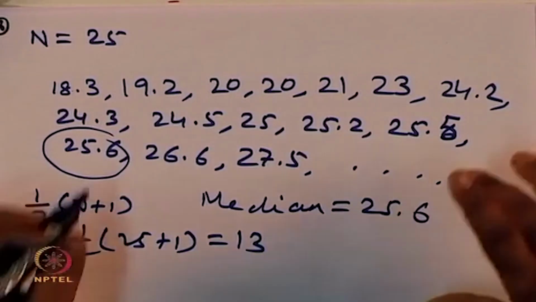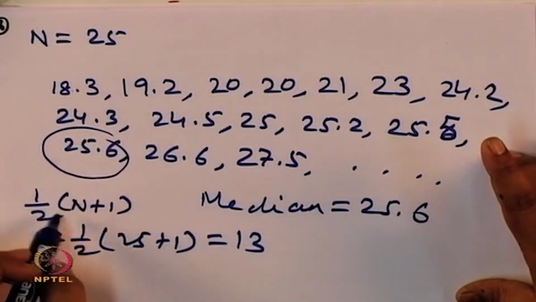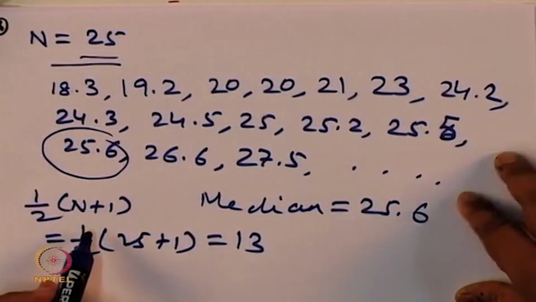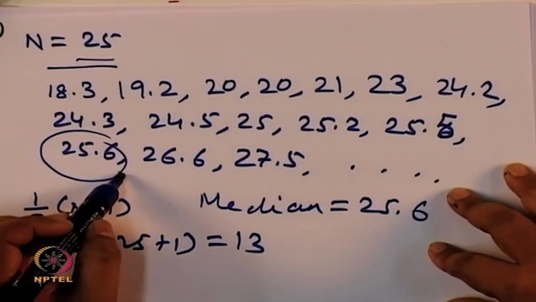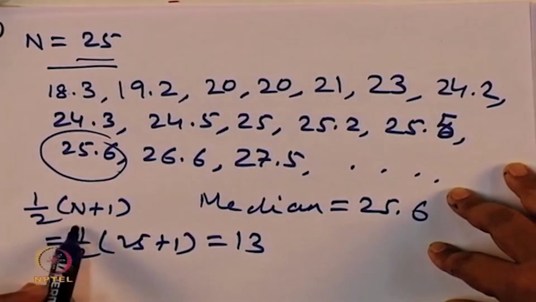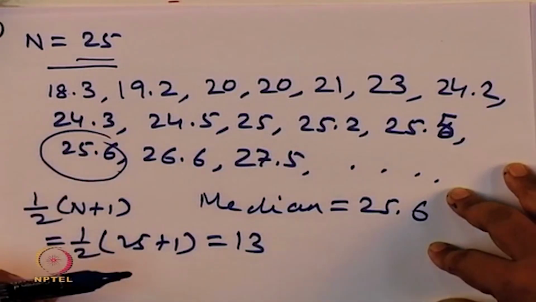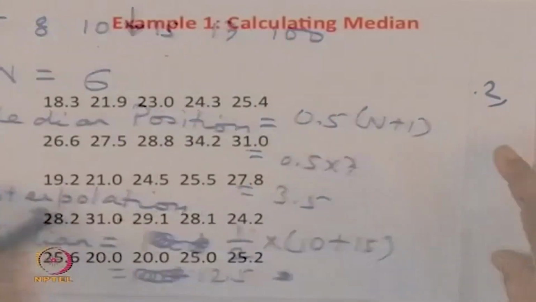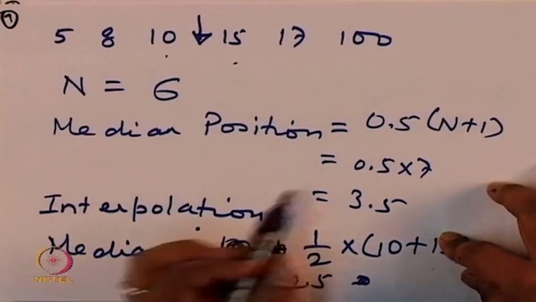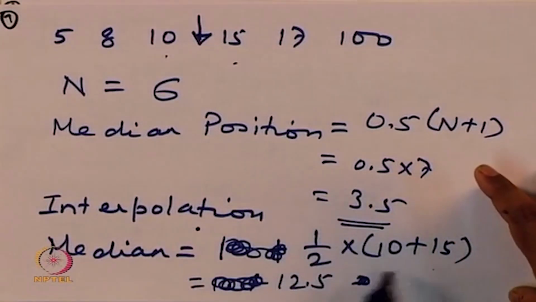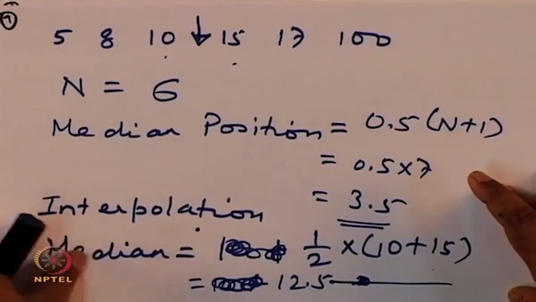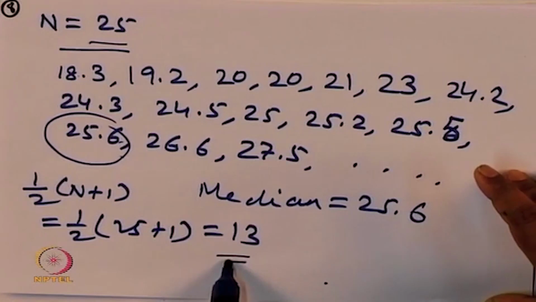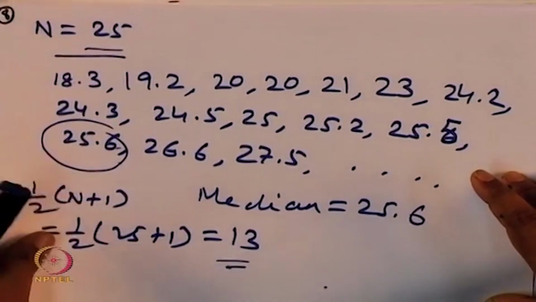Sometimes you will get an exact value. When n is odd, half of (n plus 1) will give you an exact position, so you directly choose this value. But when n is even, half of (n plus 1) will give you a fraction, so you have to interpolate between two numbers, as was the case previously. In that case I had 6 observations, so my median position was 3.5 and I had to interpolate between the two numbers. But when n is odd, I can get the exact value because this is an exact position, so I can just collect the number at that position.